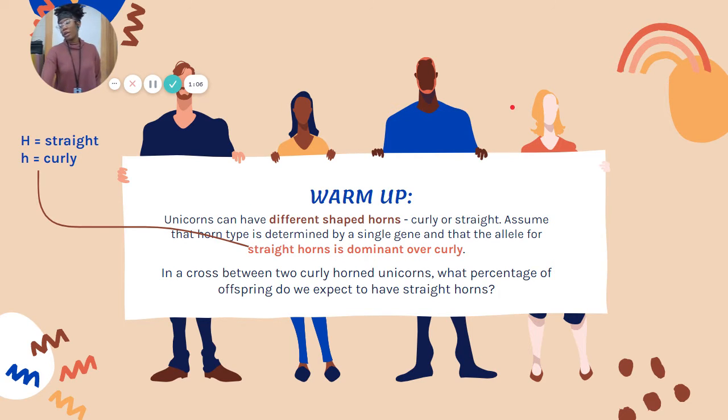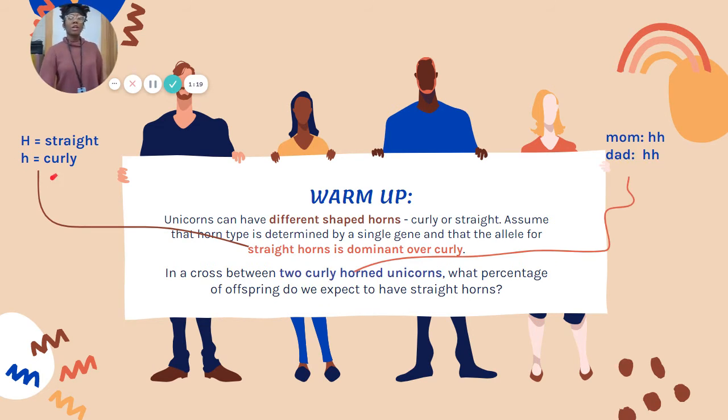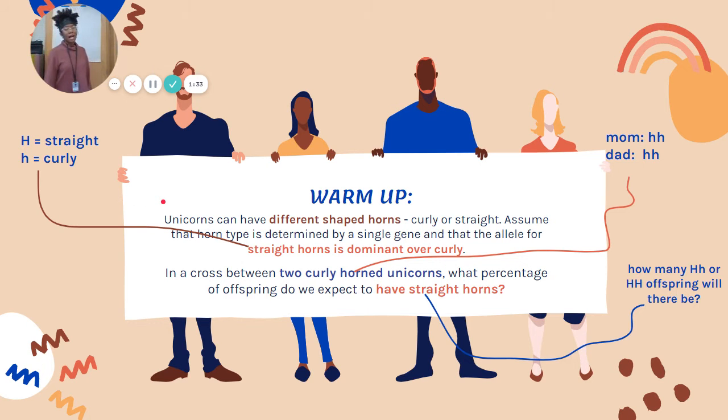First things first, let's find our important information in the problem. So the problem already tells us that straight horns is going to be dominant, so a capital letter, while curly is going to be recessive, the lowercase letter. In the next sentence, the problem also tells us that we are crossing two curly-horned unicorns. That means that the mom is curly and the dad is curly. They're both curly organisms. The question is asking us how many of their offspring would have straight horns.